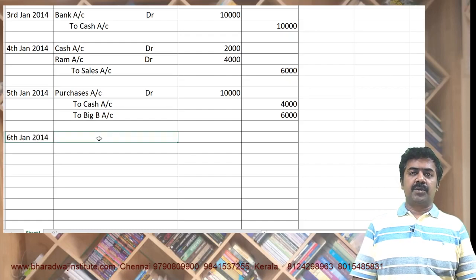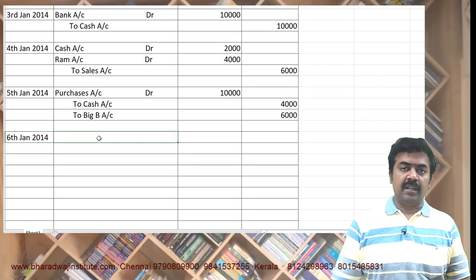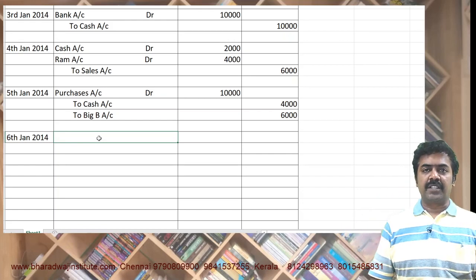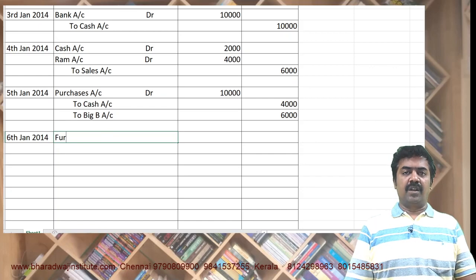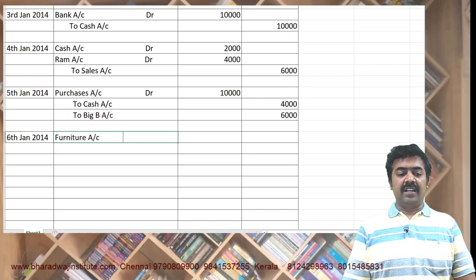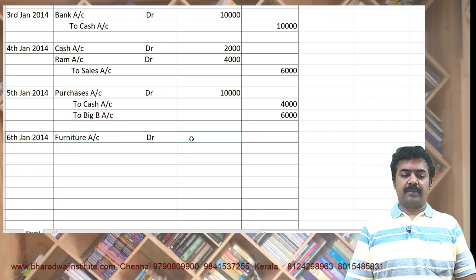When you purchase goods, it is a revenue expenditure. We debit to purchases account. When you purchase furniture, it is a capital expenditure. It's a fixed asset for you, a long-term benefit. If you are a furniture dealer, then you will debit to purchases account. To Namrat account, it's credit purchases, credit the giver.